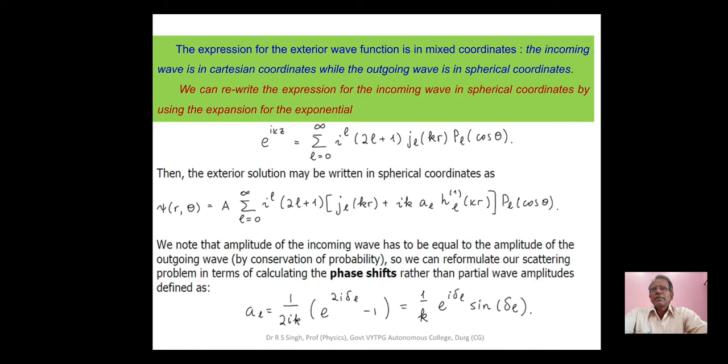By conservation of probability, the amplitude of the incoming wave has to be equal to the amplitude of the outgoing wave. This introduces a phase shift delta_l in the partial wave amplitudes as a_l equals 1 upon 2ik times the bracket exponential 2i delta_l minus 1, which is equal to 1 upon k exponential i delta_l multiplied by sine delta_l.